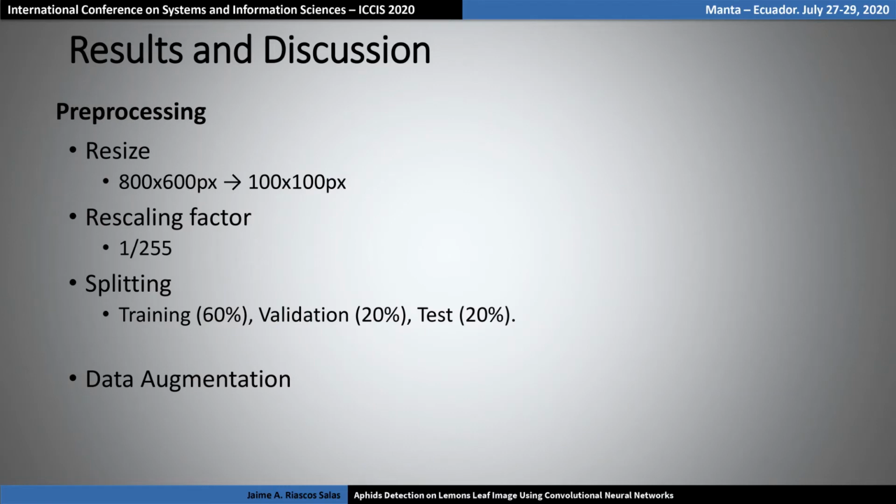We carry out a preprocessing stage to adapt the input images properly to the experiment. Firstly, we resize the image from the input resolution to 100 pixels. Later, we used a rescaling factor in order to normalize every pixel value. We split our data into 3 subsets: training, validation, and test. Finally, in order to reduce overfitting during the model training, we used data augmentation to increase the size of our training subset.